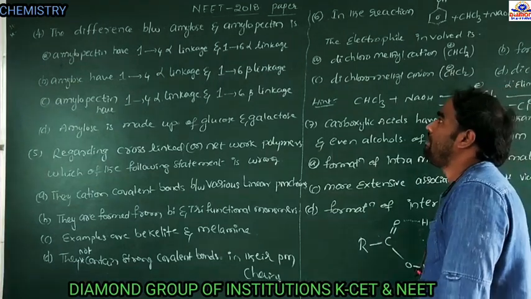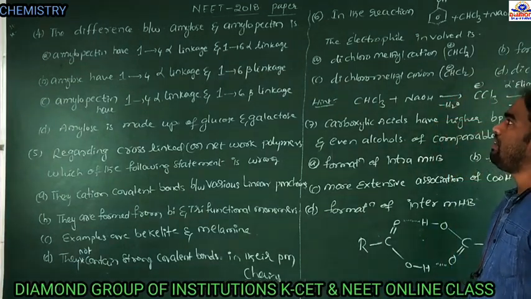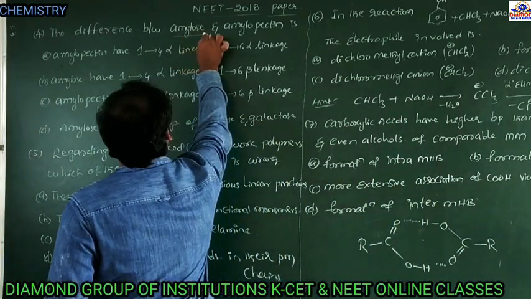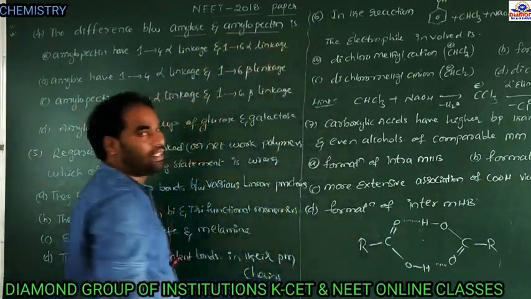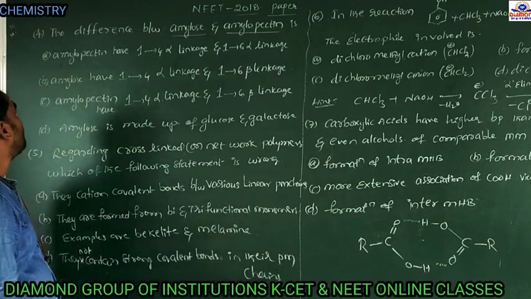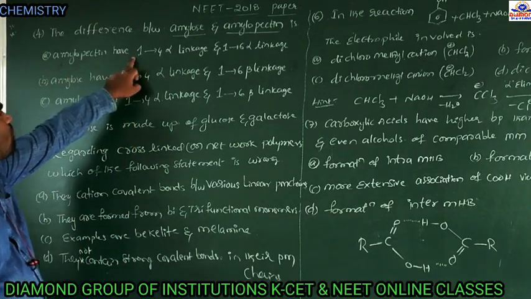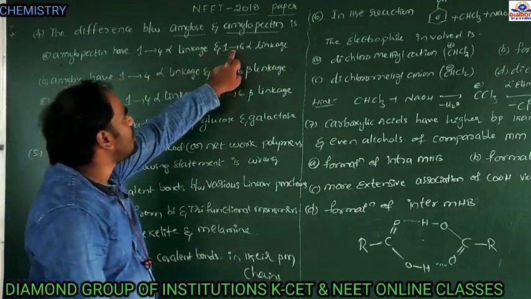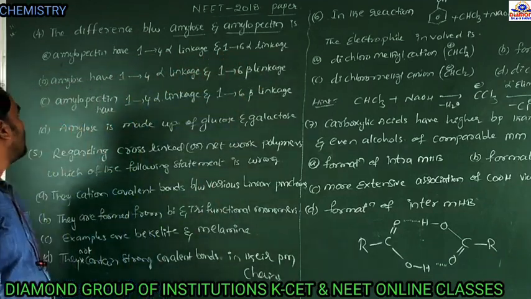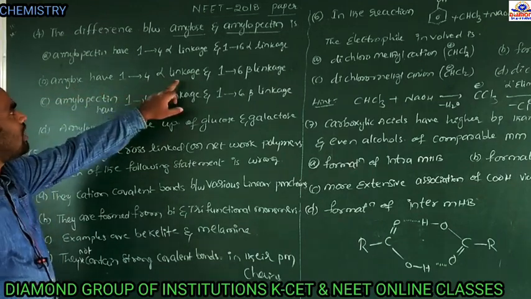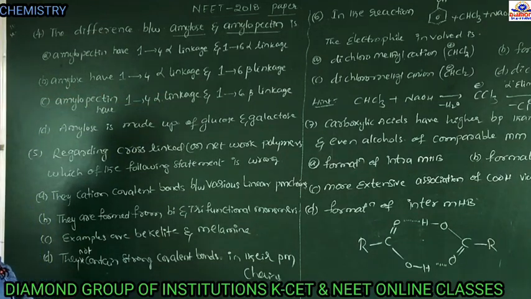Question number 4. The difference between amylose and amylopectin. Option A. Amylopectin has 1,4 alpha linkage and 1,6 alpha linkage, and amylose has 1,4 alpha linkage and 1,6 beta linkage.